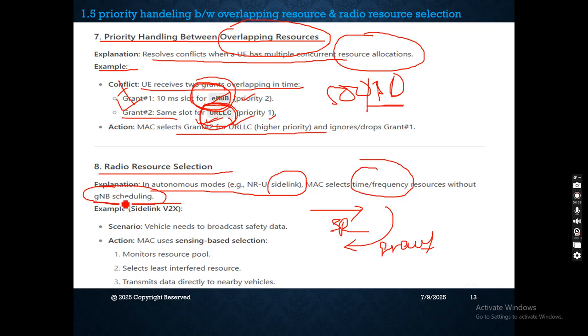How will it be possible? But there is a possibility, and let's try to understand it. An example is sidelink V2X. First, I will discuss the sidelink, because we need to understand the concept before moving on to this part.